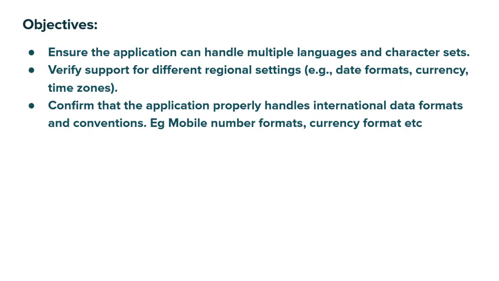So for the globalized product, during globalization testing, we have to test that it is working correctly for different types of time zones. We have to also verify that the application properly handles international data formats and conventions. A simple example can be a mobile number. Different regions can have different mobile codes and even different mobile number formats. All those mobile number formats, depending on the different countries, should be supported in our globalized product. Different types of currency and currency formats should be supported. All these things we have to verify during globalization testing. For a globalized application, we have to make sure that all these points are working correctly.